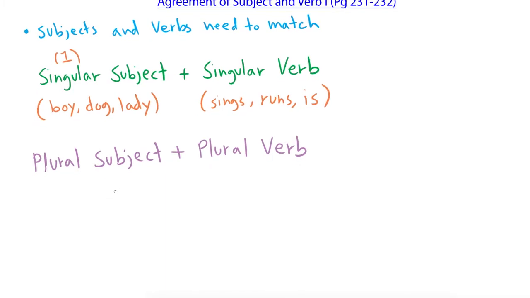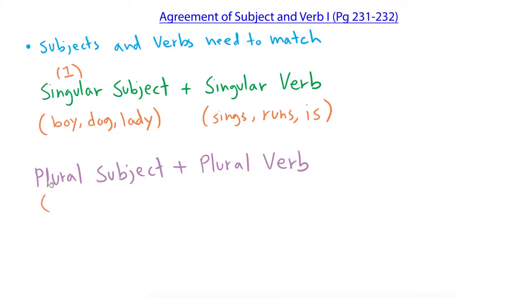For example, an example of a plural subject. So when you think of plural, think more than one, okay? More than one person, place, or thing. So more than one boy is written down as boys. More than one dog is dogs. More than one lady is ladies. Okay? This is all stuff that we've learned before.